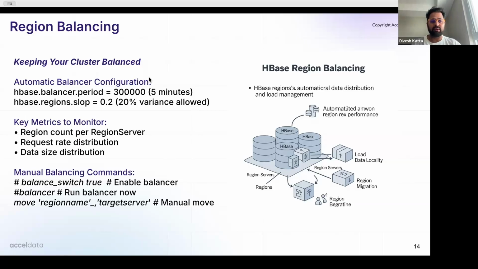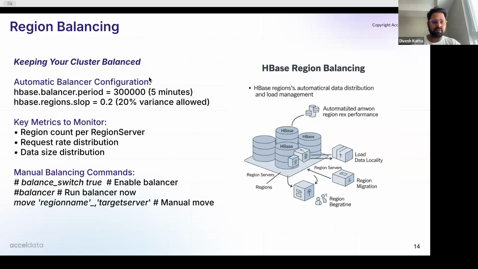Monitor the HBase web UI regularly. It shows you region distribution across the servers. Look for servers that are constantly overloaded or underutilized. These are signs that either your balancer settings need adjustment or you have a data distribution problem.